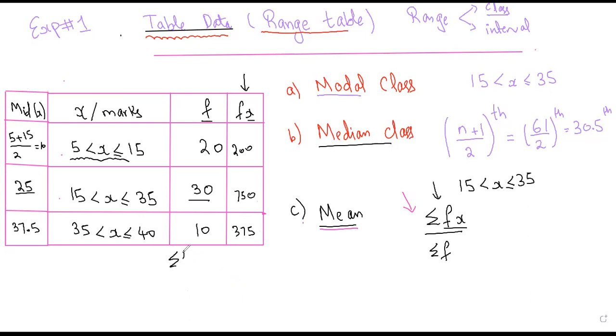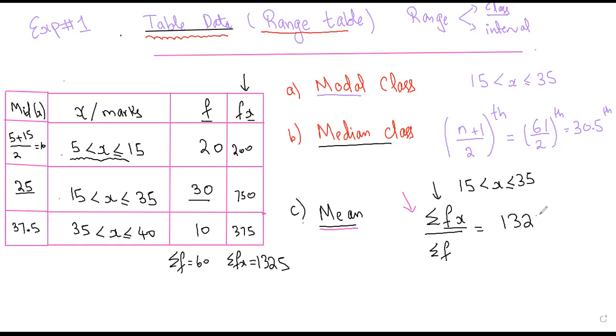Now we need summation f and we need summation fx. So summation f is easy. That would be 60. Summation fx would be what, Saneem? Can you tell me? You need to add up all the entries in the fx column. This is 1325. Very good. Well done.